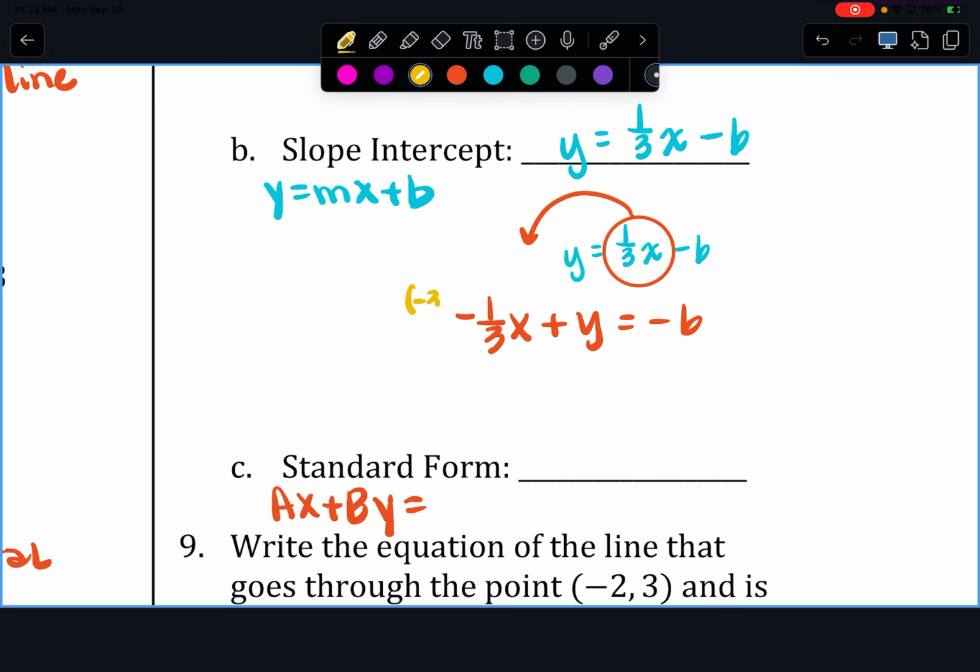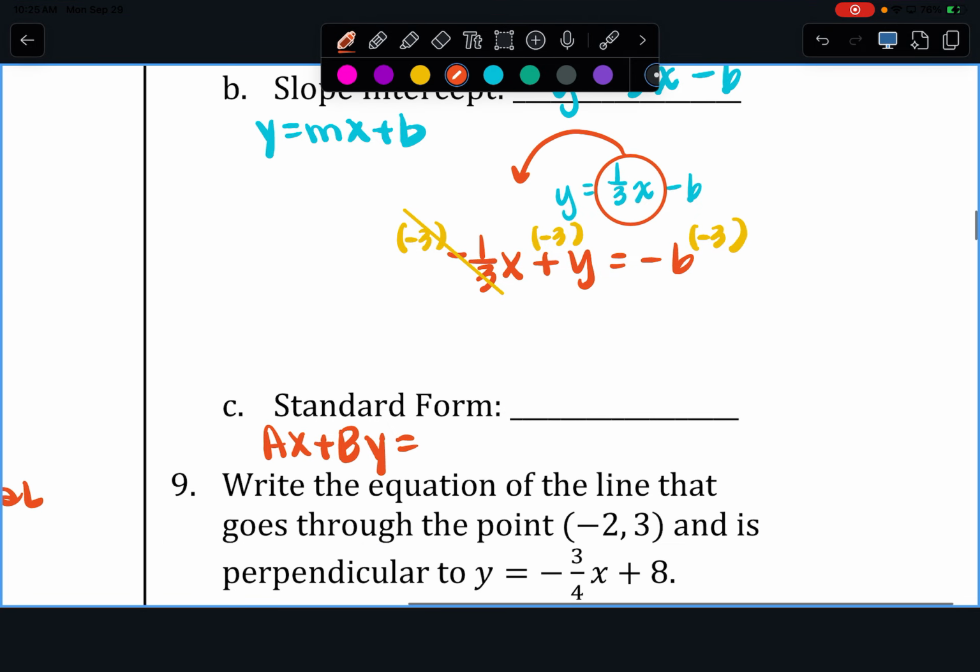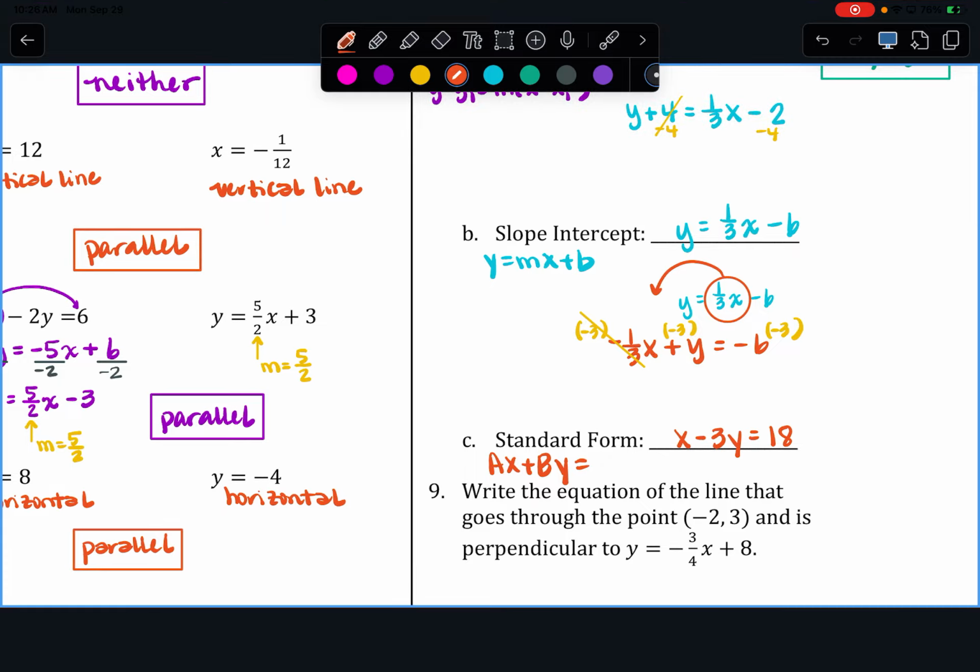So we're going to multiply everybody by negative 3. And of course, this negative 3 cancels out with that negative 3. That's the whole point. So we're just left with 1x, and then we need to multiply everybody else by negative 3. So it's going to give us negative 3y equals 18.